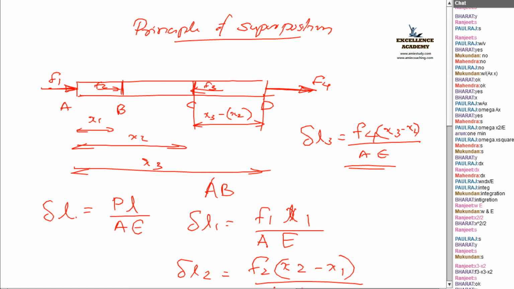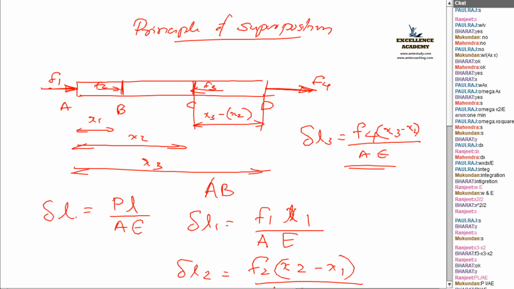And from that, I got the equation that delta L is equal to PL by AE. Then after that, we discussed the deformation of a body due to its own self weight. That is obtained as WL square by 2E. That is the deformation due to its self weight.